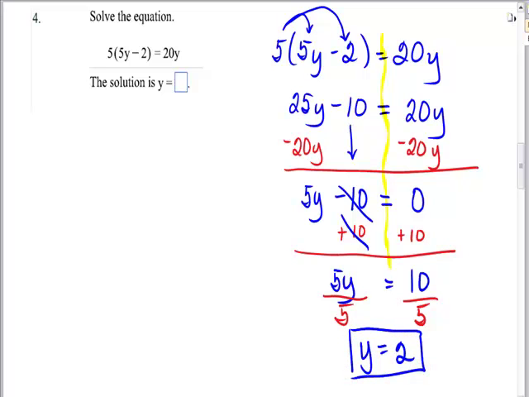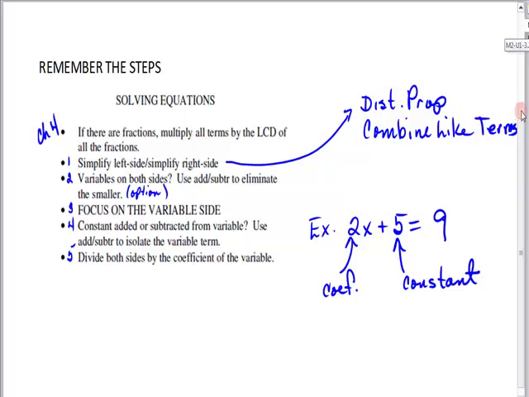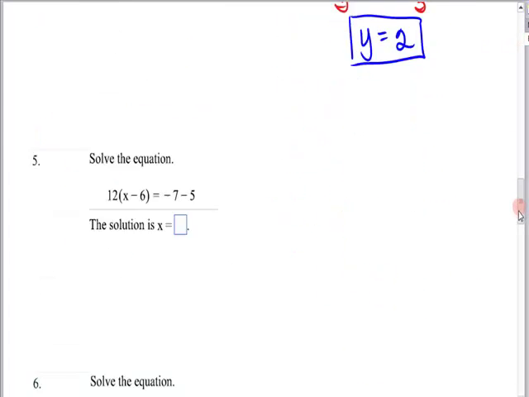Okay, I want to go back for just a minute, going back over here to our rules. Simplify the left, simplify the right. Ask if there are variables on both sides, get rid of the smaller. Getting rid of the smaller one is optional. Focus on the variable side. If there's a constant, get rid of it. That's like a constant. If there is a coefficient other than 1, divide by it last. All right, number 5.